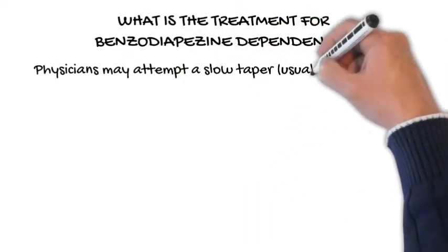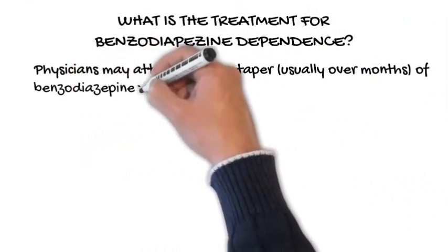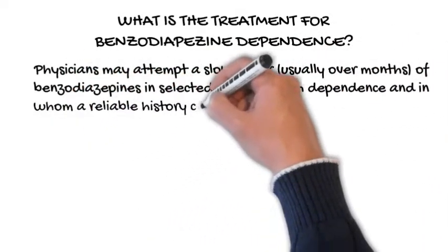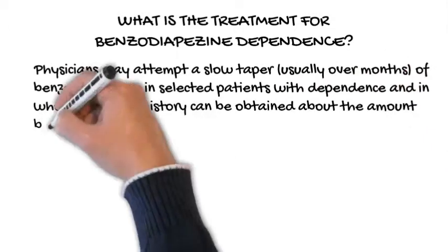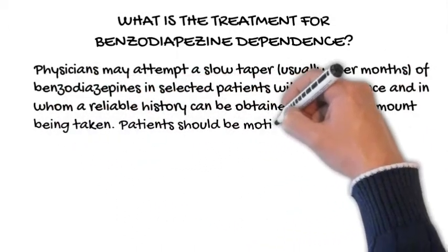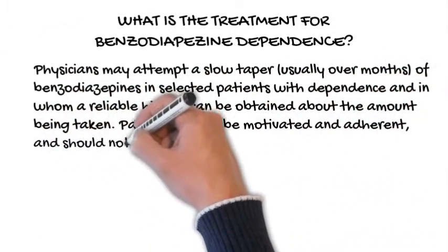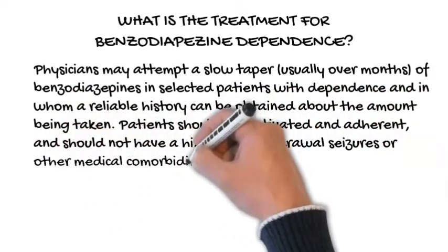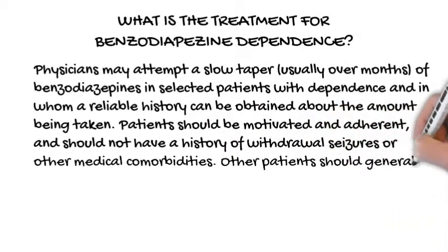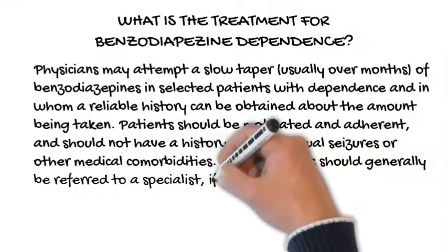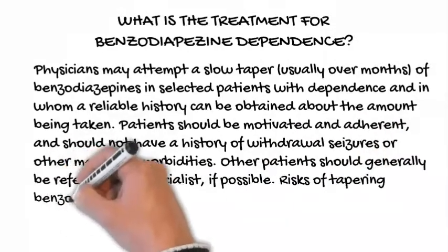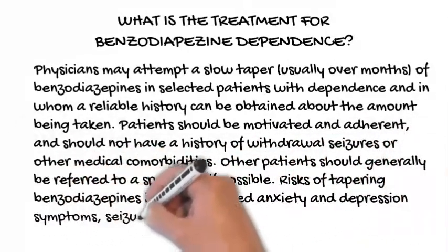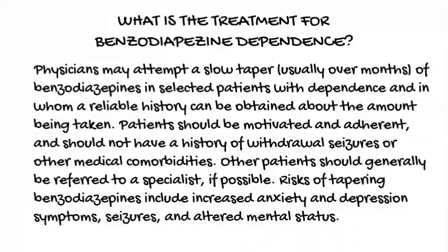Physicians may attempt a slow taper, usually over months, of benzodiazepines in selected patients with dependence and in whom a reliable history can be obtained about the amount being taken. Patients should be motivated and adherent, and should not have a history of withdrawal seizures or other medical comorbidities. Other patients should generally be referred to a specialist, if possible. Risks of tapering benzodiazepines include increased anxiety and depression symptoms, seizures, and altered mental status.